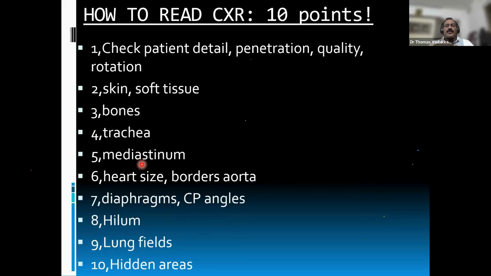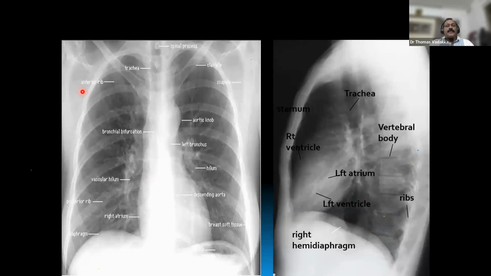You should spend at least 1 minute checking the hidden areas. You will be surprised to diagnose many diseases in the hidden area. Now, these are the points which I have summarized above. Use the spinous process to assess the rotation of the X-ray. You make a midline, and on either side is the medial end of the clavicle.